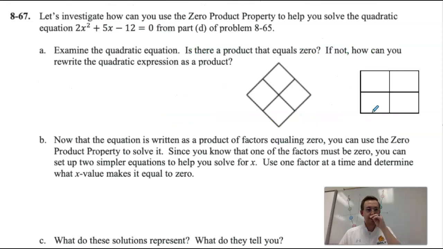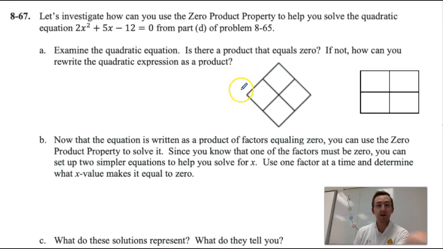Wonderful. Let's go to 67. Let's investigate how we can use this zero product property to help us solve the quadratic equation 2x squared plus 5x minus 12 equals 0. Examine the quadratic equation at the right. Is there a product that equals 0?